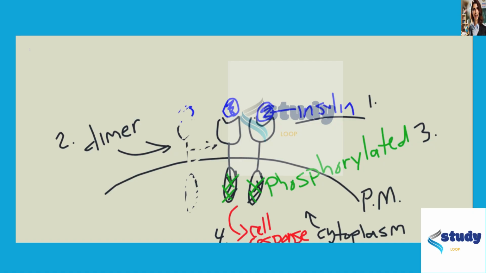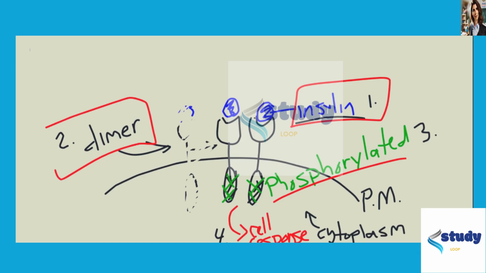So when we're asked what happens after the receptor has received insulin, but before phosphorylation, well, that's step two here. It's the forming of a dimer. So the correct answer here is C.